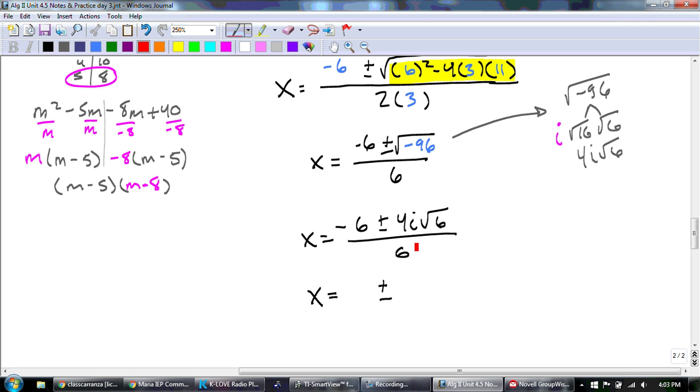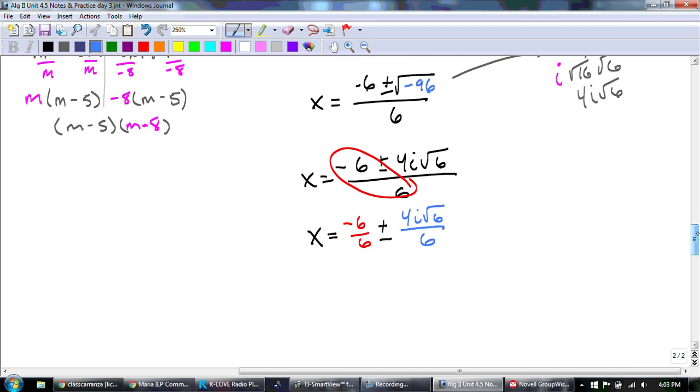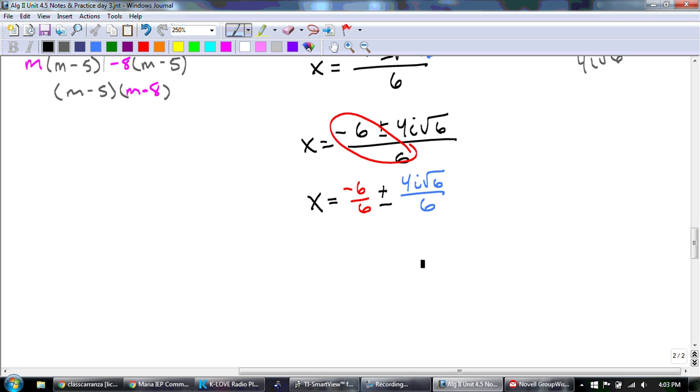Okay, so we break it up. We've got negative 6 divided by 6, and then we've got 4i root 6 divided by 6. Negative 6 divided by 6 is negative 1. 4 divided by 6 is actually 2, so we have 2i square root 6. And that 4 divided by 6 is 2/3.